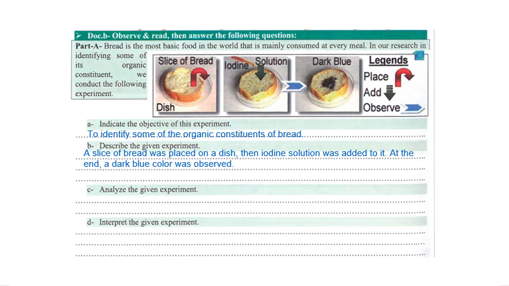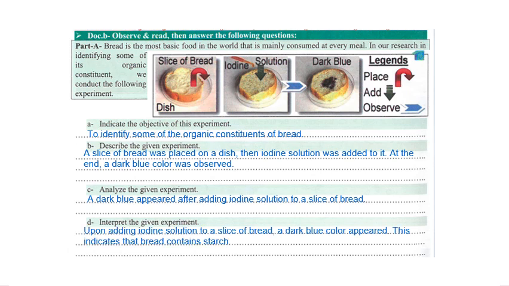We can start upon or after, or we can start from the result, like a dark blue color appeared after adding iodine solution to a slice of bread. Okay? Interpret the given experiment. Analyze, then this indicates that upon adding iodine solution to a slice of bread, a dark blue color appeared. This indicates that bread contains starch.